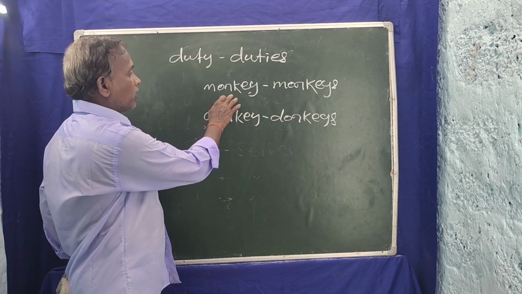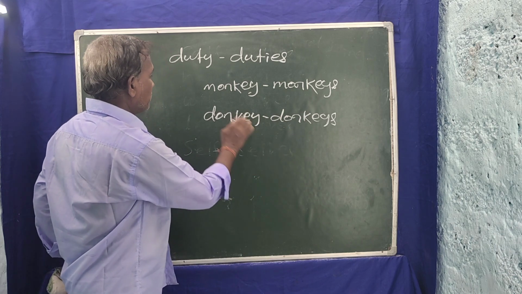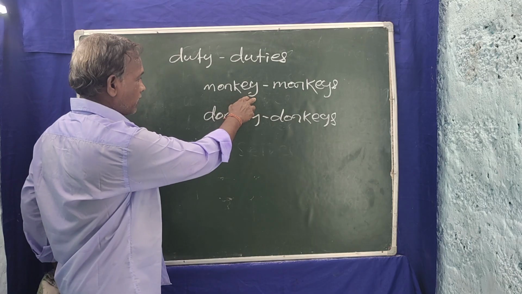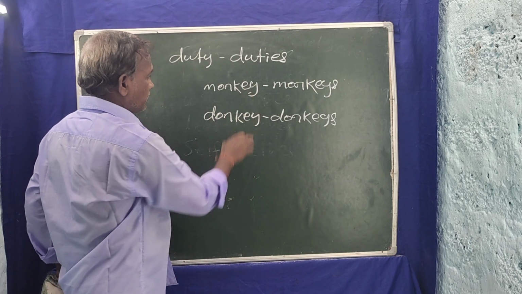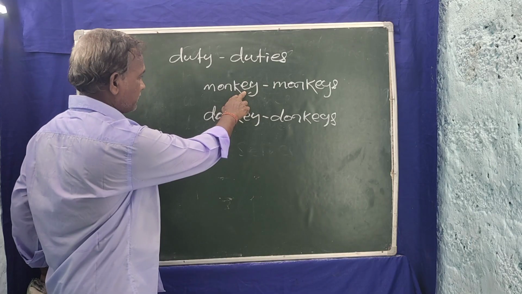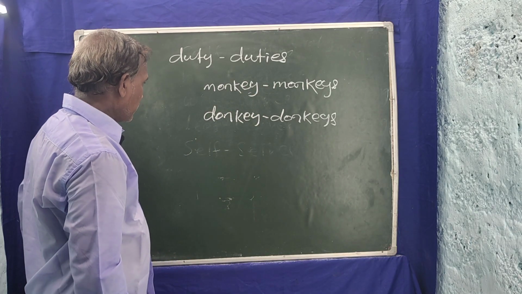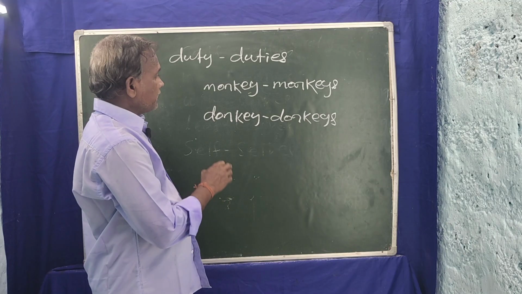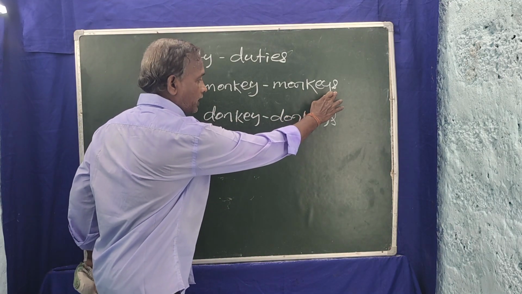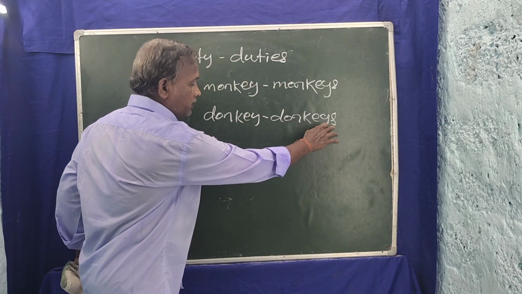But monkeys, donkeys. The word ends with Y, but Y is after E, a vowel letter, so Y can't be replaced in its plural form. So only S is added. Monkeys, donkeys, only S is added.